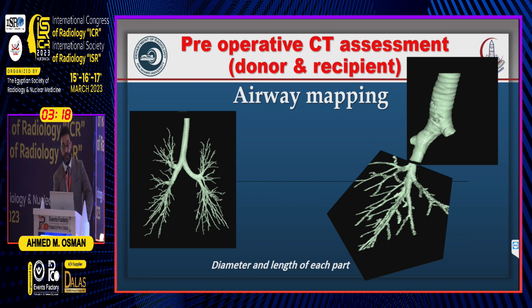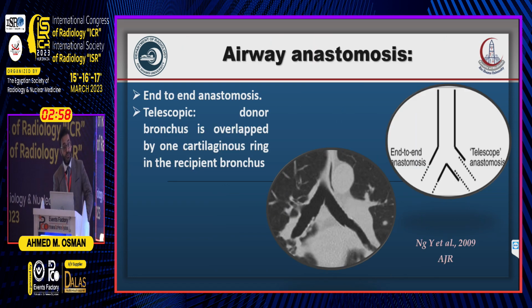Regarding the airway mapping, it's very important to do a complete analysis of the tracheobronchial tree of both the donor and recipients regarding the diameter and length, because the diameter mismatch or match between the donor and recipient will change the decision about the anastomosis type. If there is good matching between the diameter of the recipient and donor sides regarding the tracheobronchial tree anastomosis, this will lead to end-to-end anastomosis. If there is some sort of mismatching, this will change the decision to a telescopic anastomosis.